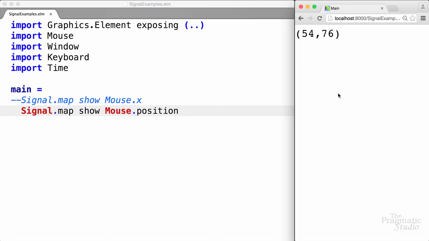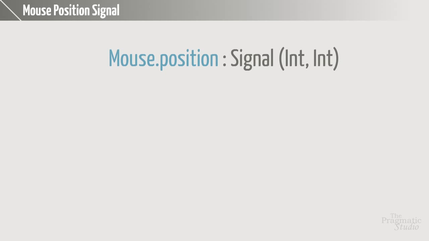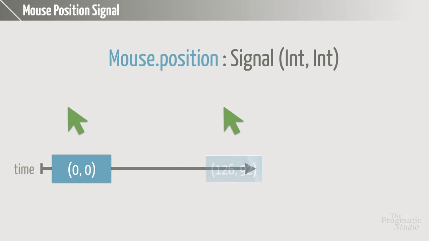So the value that changes over time is the tuple of XY coordinates. Here's a way to visualize the mouse.position signal as it changes over time. A signal always has a value. The initial value of the mouse.position signal is 0, 0. As we move the mouse, we get a new value on the signal representing the mouse position.